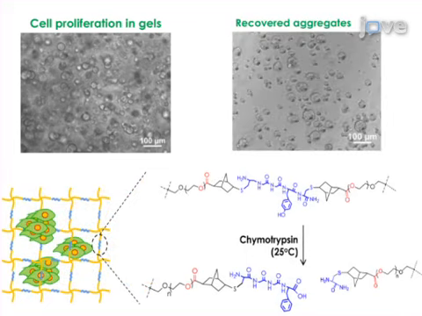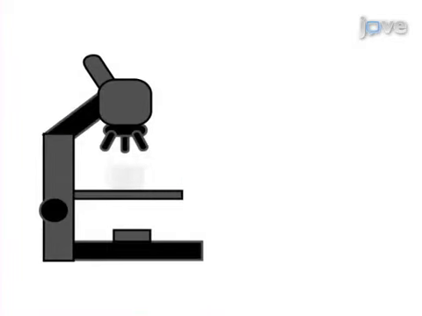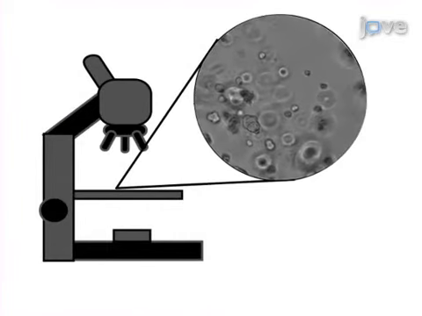Then, the recovered aggregates are carefully washed to remove enzyme solution and eroded polymer. Ultimately, these cell aggregates can be used for structural and functional analysis.